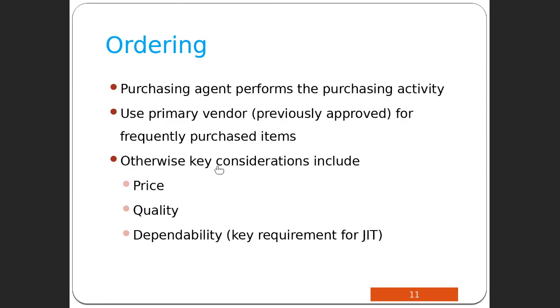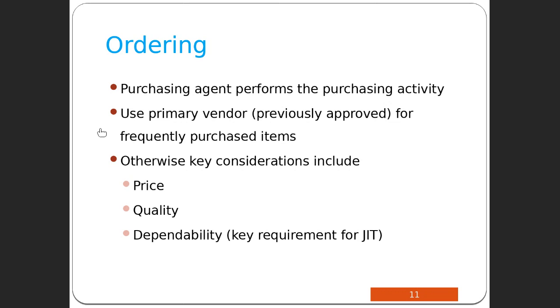Now, there is a position called purchasing agent. The purchasing agent's job is to order the goods. And the purchasing agent uses the primary vendor which was previously approved to make frequent purchases. So every business has a list of primary vendors for different items that it purchases.